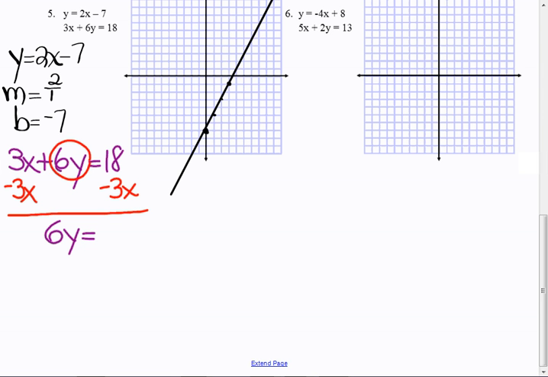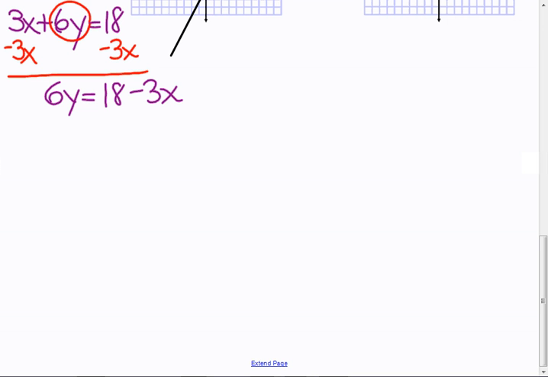And I don't care if you put the 18 first or the negative 3x. Your choice. Tell me. What do you want to put first, the 18 or the 3x? 18. It does not matter. However, you have to recognize which one is the slope and which one's the y-intercept. So I have 6 times y, and I can't add those. I can't simplify those. That's what it is. That's why it's easy. I don't have to know any arithmetic. Love it. You have no idea how much I hate to do arithmetic.